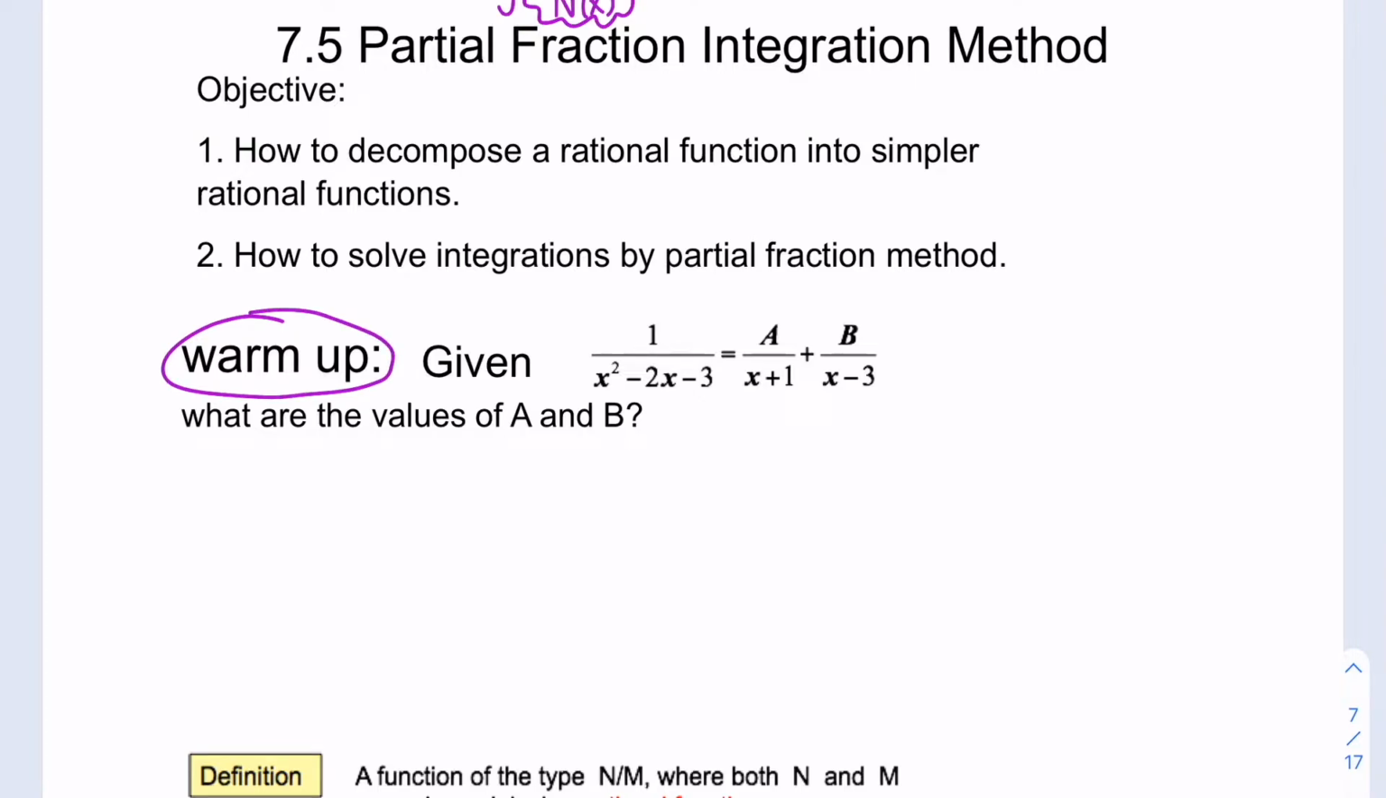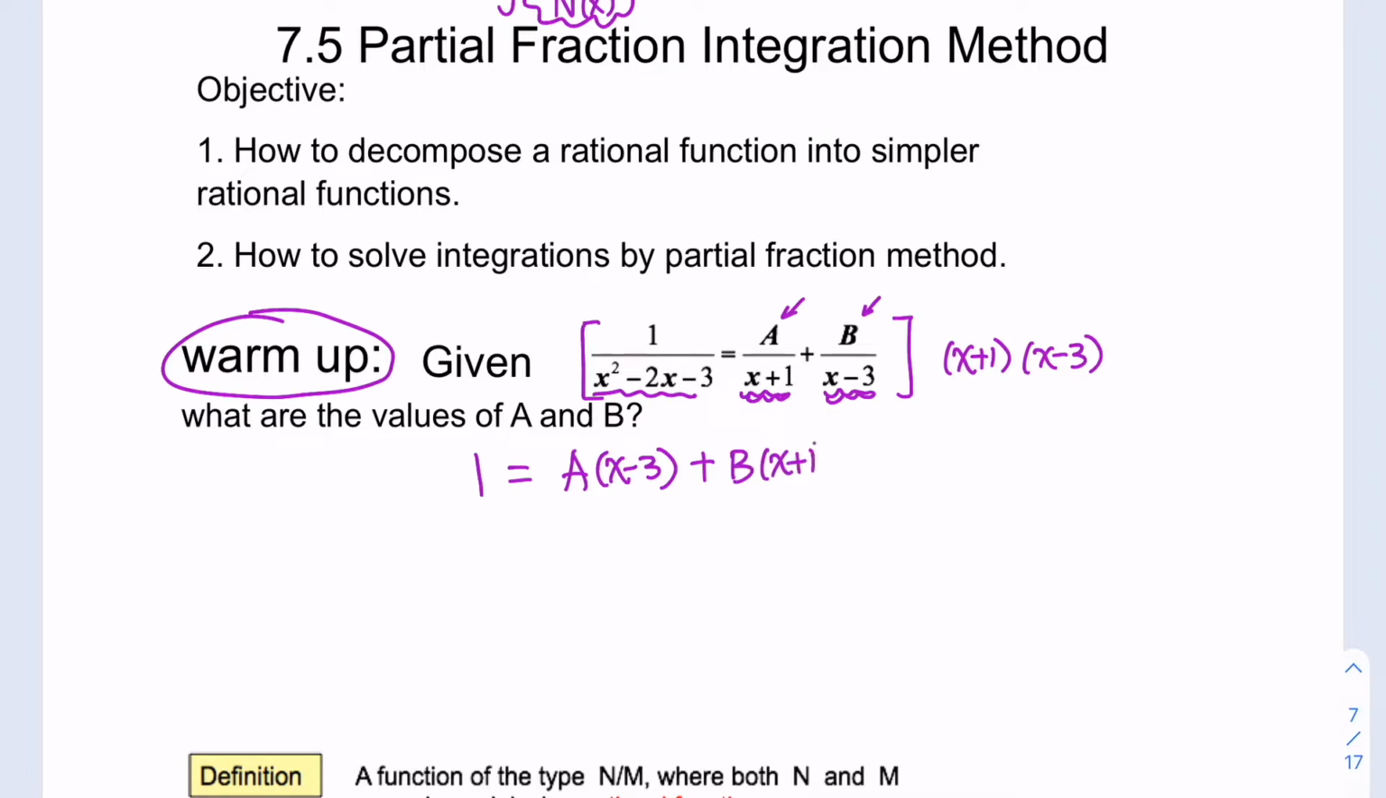Given 1 over x squared minus 2x minus 3 equals a over x plus 1 plus b over x plus 3. So one fraction, how do we split this one fraction into two? How do we solve for the constants a and b? In this case, we realize the common denominator, which is x plus 1 and x minus 3. So we multiply everything by the least common denominator. The left side will be 1, and the right side will be a times x minus 3 plus b times x plus 1.